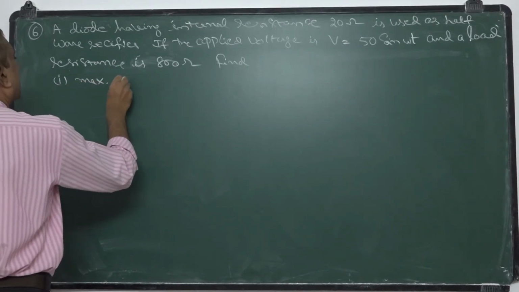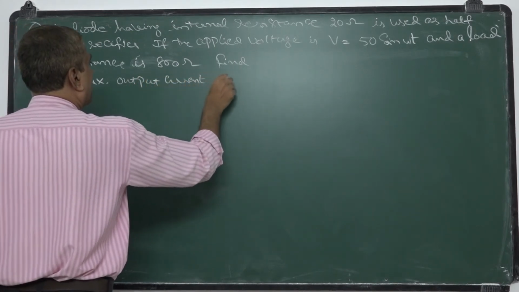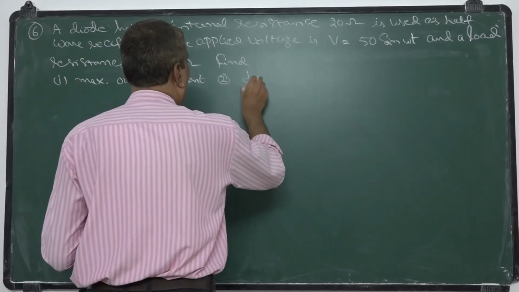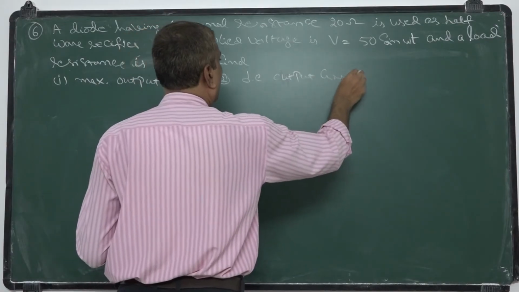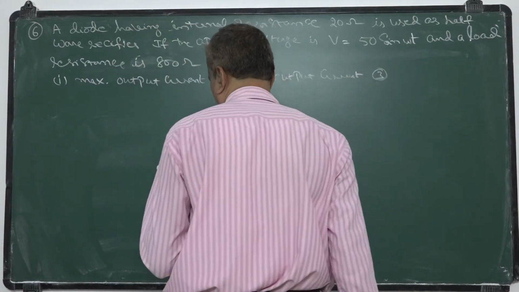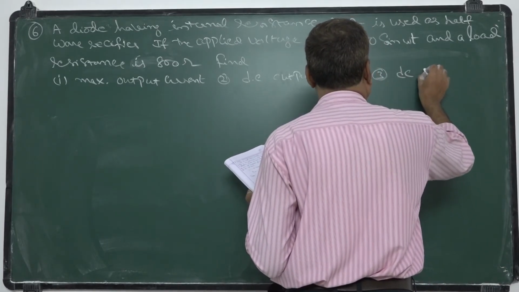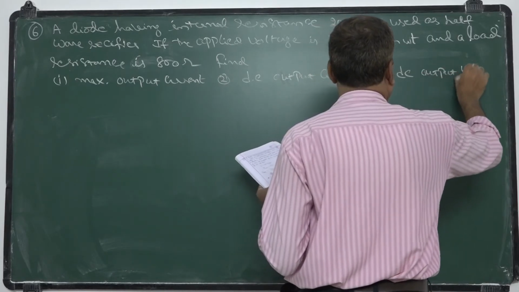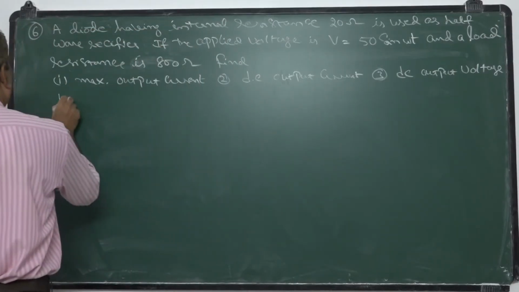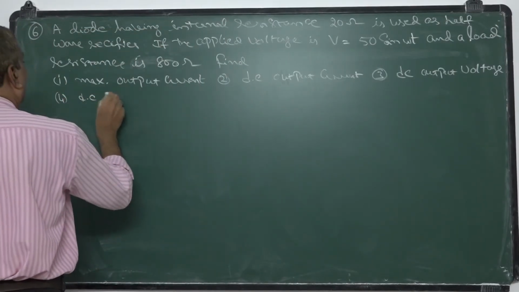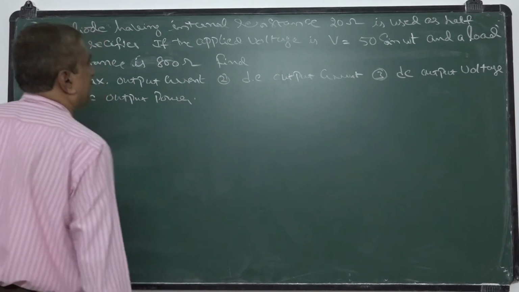First one, maximum output current. Number 2, DC output current. Number 3, DC output voltage. Fourth one, DC output power. These are the parameters required.